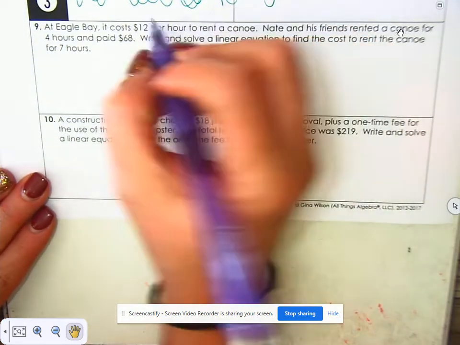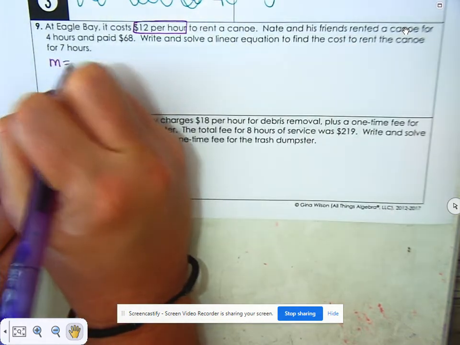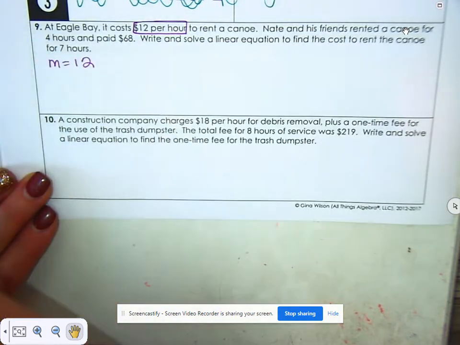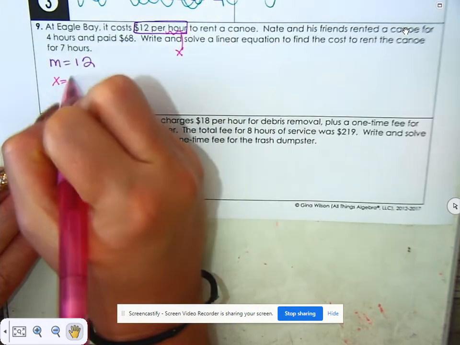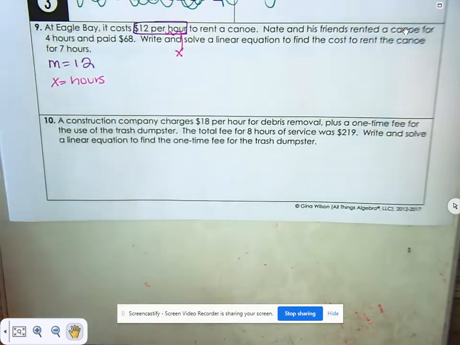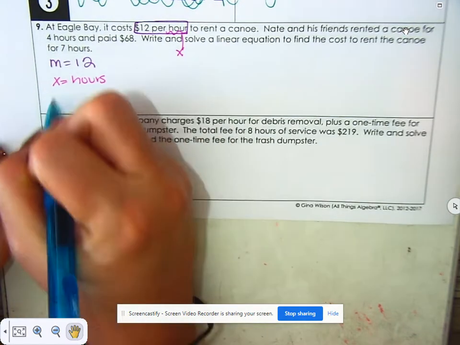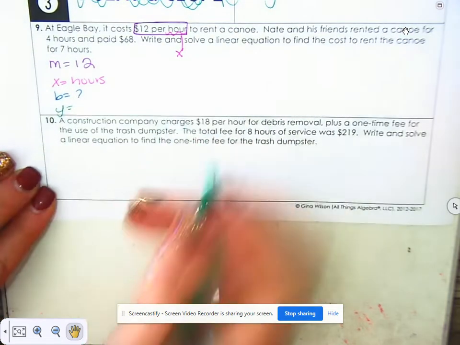At Eagle Bay, it costs $12 per hour. So remember, anything that has the per is our slope. So we know that 12 is our slope. And again, whatever comes after the per is our x. So our x is hours. All right. Now we still have a B and we still have a y that we need to look for.